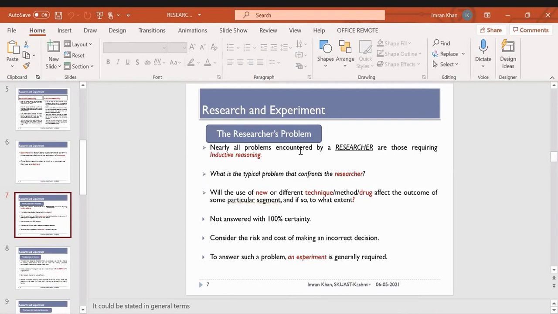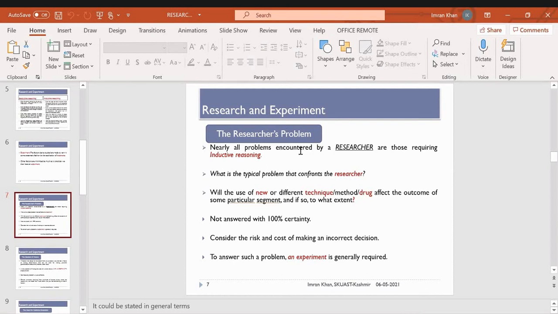So the researcher's problem. Nearly all problems encountered by a researcher are those requiring inductive reasoning. That means you have to move from a particular case to a general case. You will study a particular case and then you will generalize your results. That's what we mean by inductive reasoning.